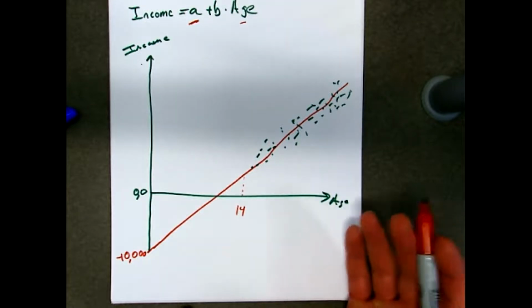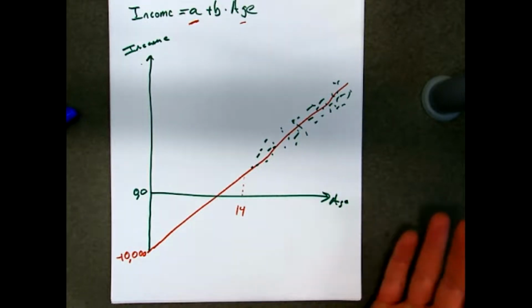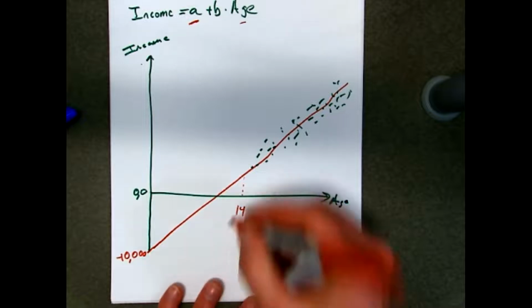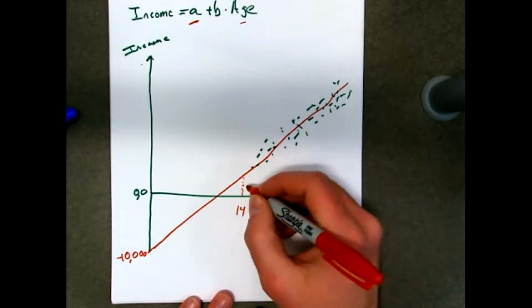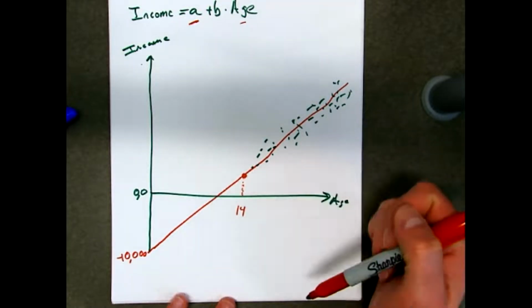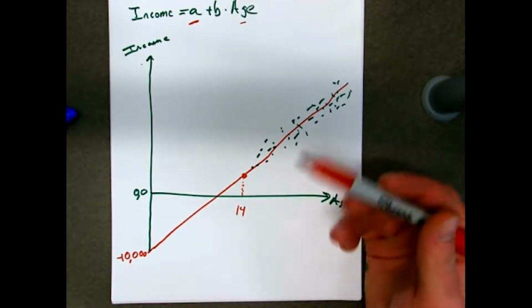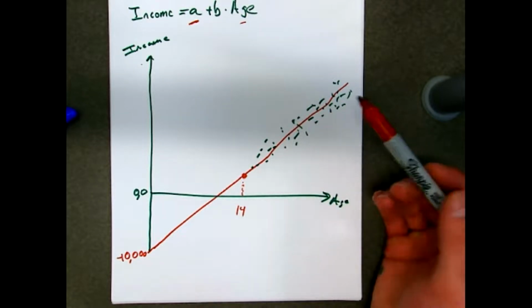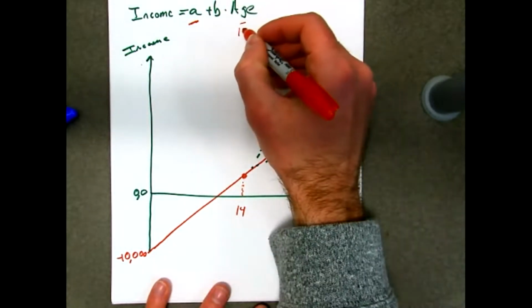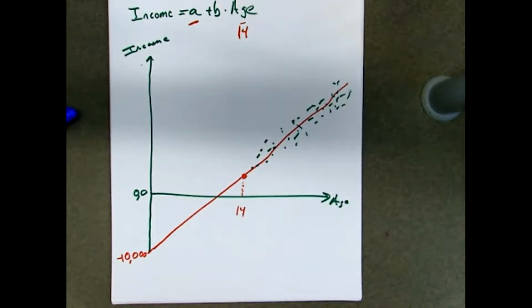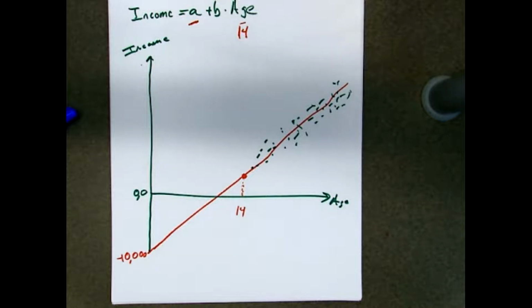Now, what could I do that would be a little bit more useful? Let's say I know that you can't work unless you're 14, or whatever the state's law is, or you have to have a permit. So maybe I say, okay, I'm going to use that X value of 14, because that's the lowest age I will see. If I plugged 14 into the equation and came up with that predicted income, I could think of that as my real starting point.